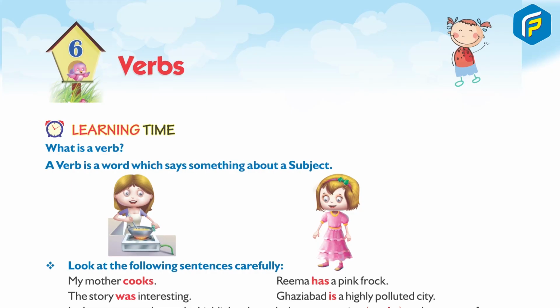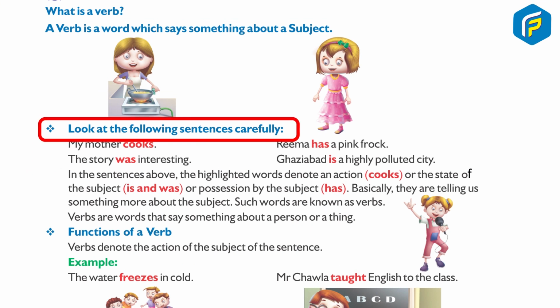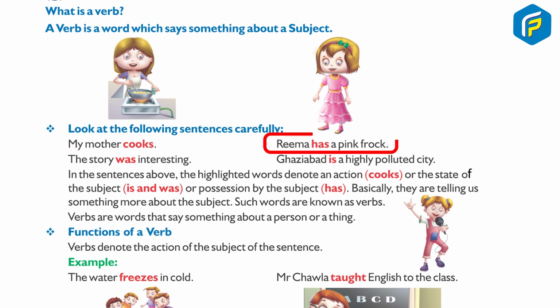Chapter 6: Verbs. Learning Time. What is a verb? A verb is a word which says something about a subject. Look at the following sentences carefully. My mother cooks. Rima has a pink frock. The story was interesting. Ghaziabad is a highly polluted city.